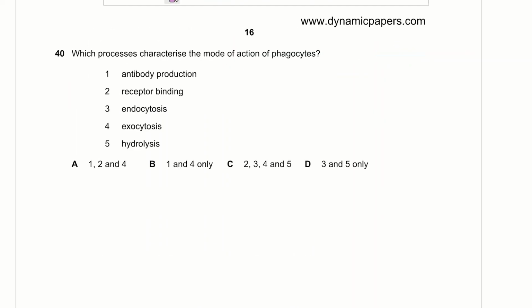Number 40, which processes characterize the mode of action of phagocytes? So phagocytes are examples of neutrophils or macrophages. And what these do is that they engulf organisms participating in antigen presentation. So let's see the suggestions that we have here. 1, antibody production. This is incorrect. It's done by plasma cells.